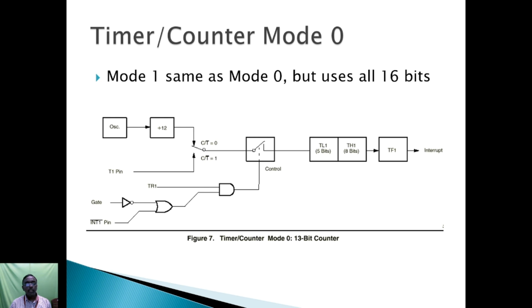Timer mode 0. Mode 1 is the same as mode 0, but it uses all 16 bits. Okay, next one: here the top one is timer, next one is counter.